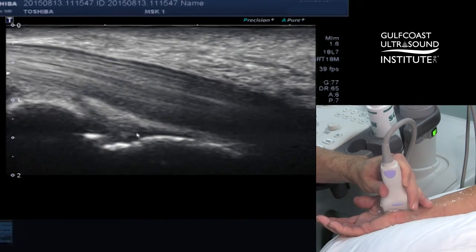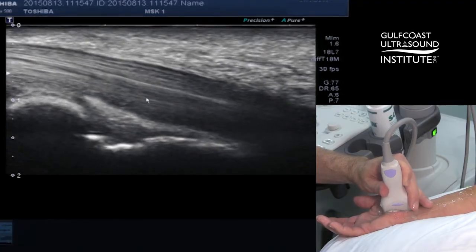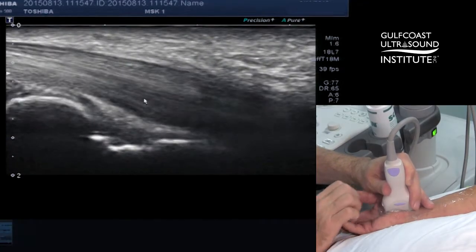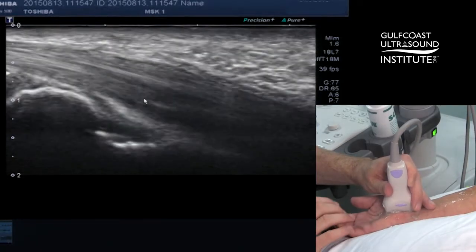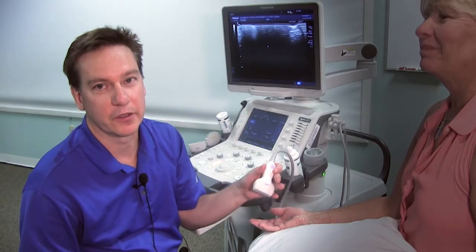Here's the carpal tunnel space in the lunate, and we can move these flexor tendons back and forth. You'll notice that the median nerve has excursion, but not to the same extent as the tendons underlying. That's a good way to look at the carpal tunnel.